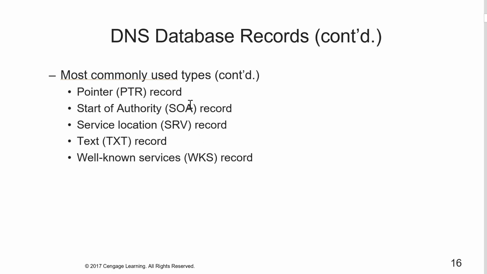Start of authority record indicates the beginning of a DNS zone's authority. So that would include a bunch of fields: owner's name, who's responsible, the serial number, the refresh and retry intervals, expire time, minimum TTL. And we talked about A records, so AAAA records are the same as hosts or A records, except they map the host to a 128-bit IPv6 address.